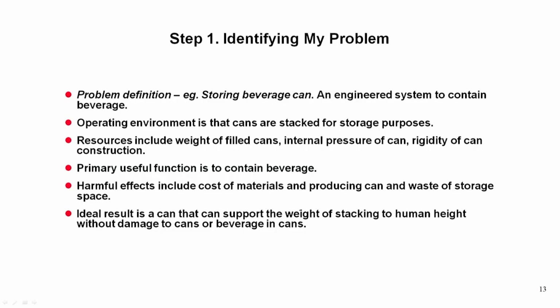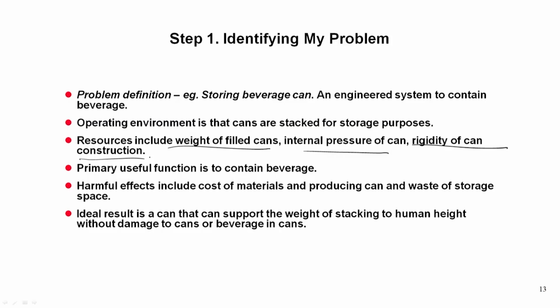So, the first important point is to identify your problem, okay? And then the operating environment. Let us say storing a beverage can: an engineered system to contain the beverage is your challenge. The operating environment is that cans are stacked for storage purposes, so it has to have a particular type of shape. Resources include weight of filled cans, internal pressure of the can, rigidity of can construction. The primary useful function is to contain the beverage. Harmful effects include cost of materials and producing the can, and waste of storage space.